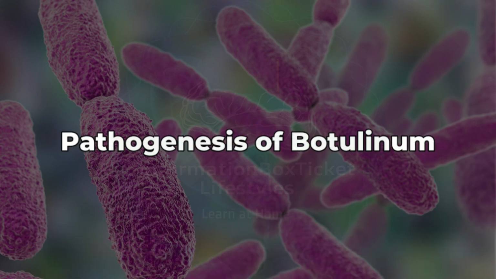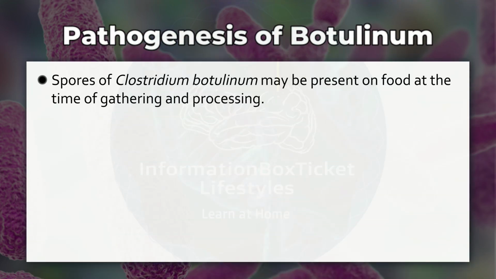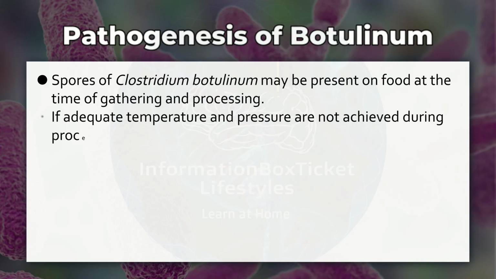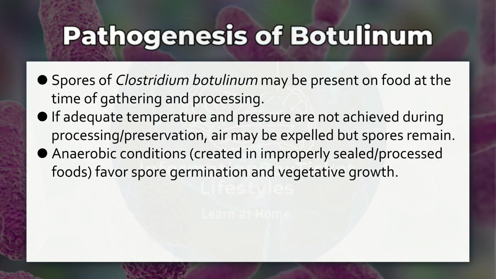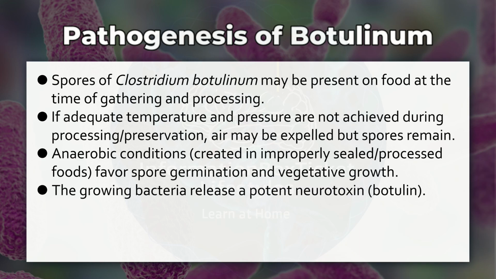Pathogenesis of botulinum. Spores of Clostridium botulinum may be present on food at the time of gathering and processing. If adequate temperature and pressure are not achieved during processing/preservation, air may be expelled, but spores remain. Anaerobic conditions, created in improperly sealed/processed foods, favor spore germination and vegetative growth. The growing bacteria release a potent neurotoxin, botulin.